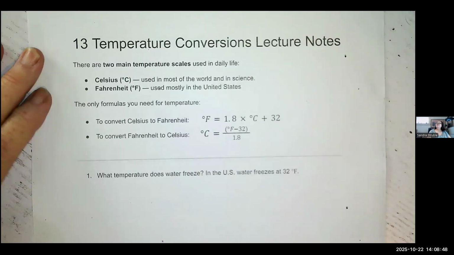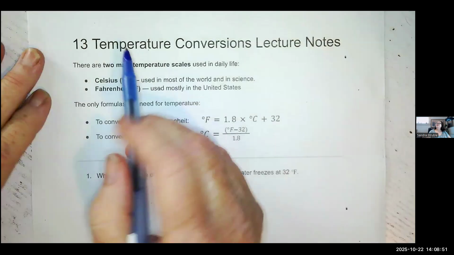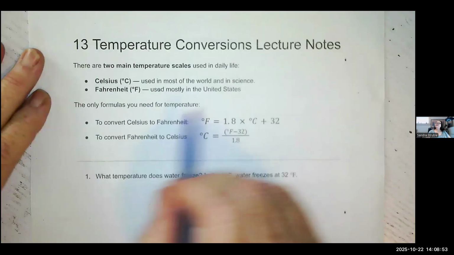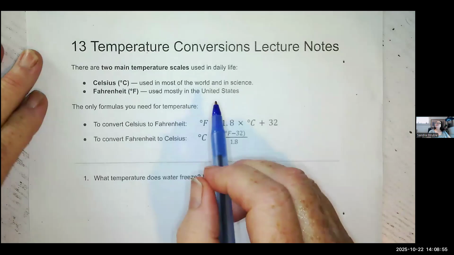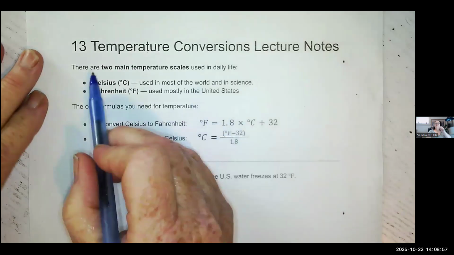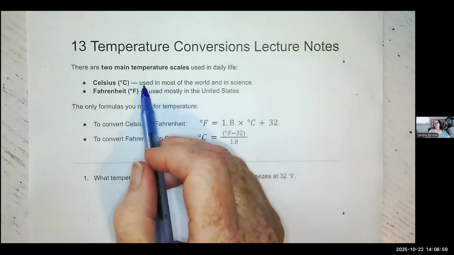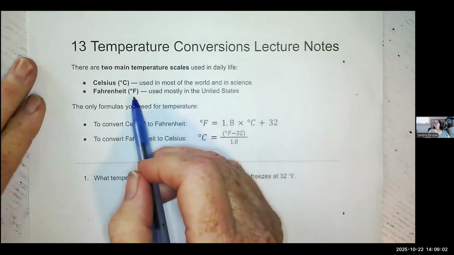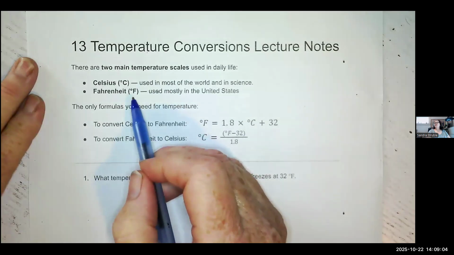Let's cover temperature conversions lecture notes. So this is only going to be converting between Celsius and Fahrenheit. Those are the two main temperature scales. We're not going to be discussing Kelvin, and these are the only two you're going to see going into your problem-solving class next semester.